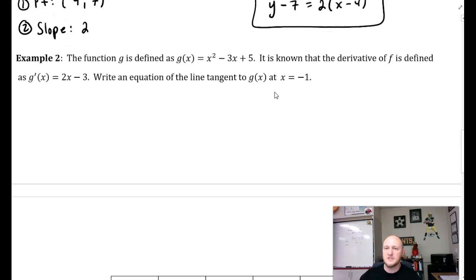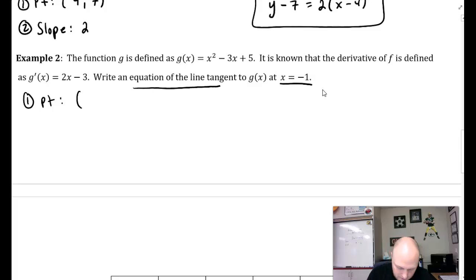Example number 2. The function g is defined as g of x equals x squared minus 3x plus 5, and it's known that the derivative of g is defined as g prime of x is equal to 2x minus 3. Write the equation of the line tangent to g of x at x equals negative 1. Okay, equation of a line. I need 2 things. I need a point. Okay, so what's my point? Well, they say x is equal to negative 1. Negative 1. There we go.